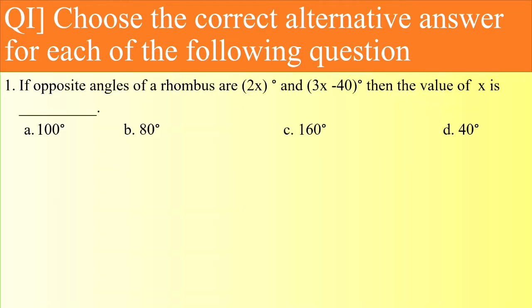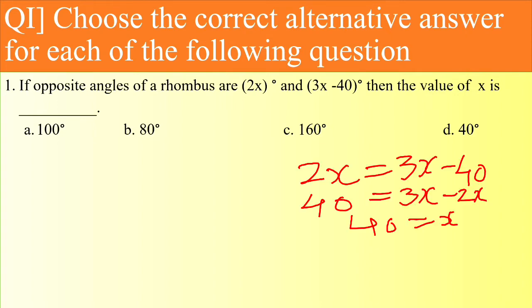The first one is given. If opposite angles of a rhombus are 2x degree and 3x minus 40 degree, then the value of x is dash. The property of rhombus is that the opposite angles of a rhombus are congruent. It means 2x equals 3x minus 40. Now minus 40 will go to the left side, become plus, and 2x will come to the right side, become minus. From 3x minus 2x remains how much? x. Therefore the value of x is how much? 40. So here our correct option is D, 40.